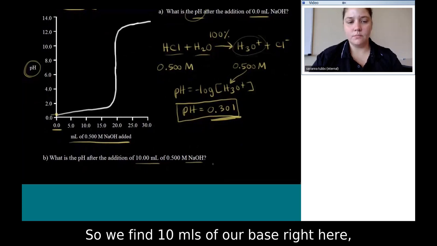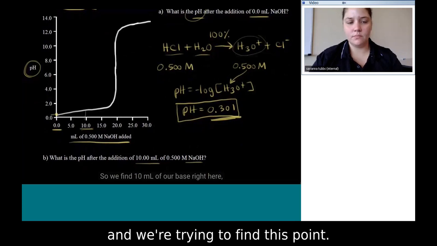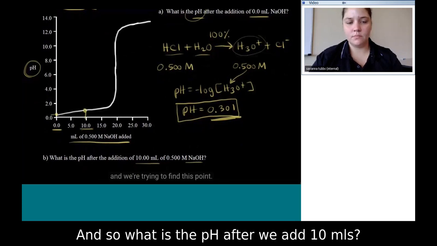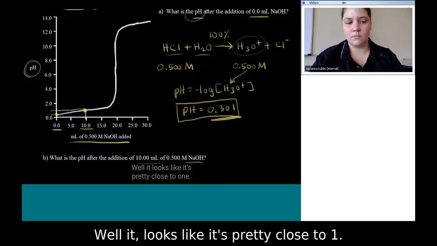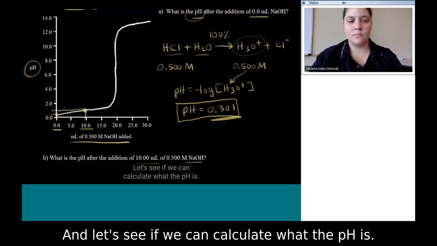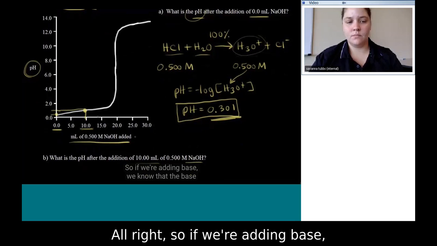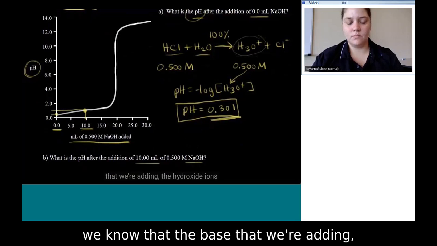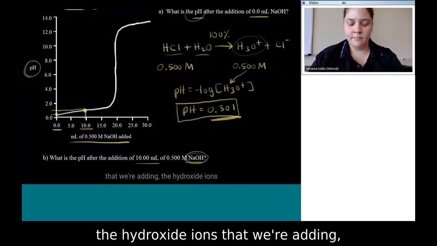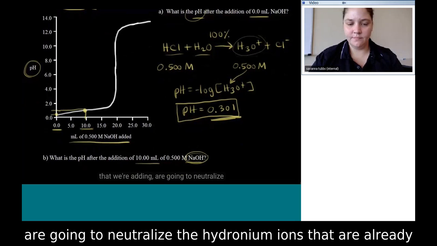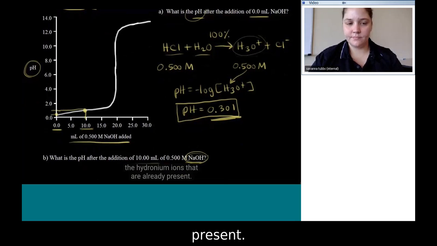So we find 10 mLs of our base right here, and we're trying to find this point, right? So what is the pH after we add 10 mLs, right? Well, it looks like it's pretty close to 1. And let's see if we can calculate what the pH is. All right, so if we're adding base, we know that the base that we're adding, right, the hydroxide ions that we're adding are going to neutralize the hydronium ions that are already present.